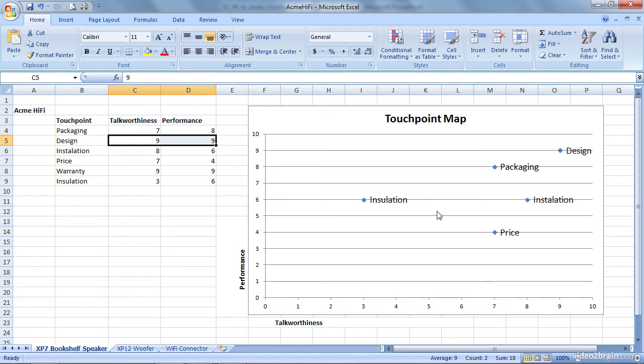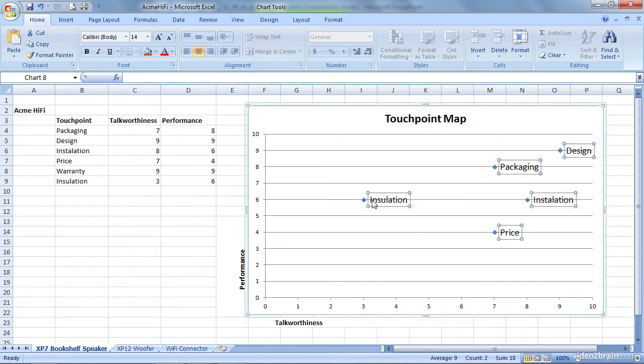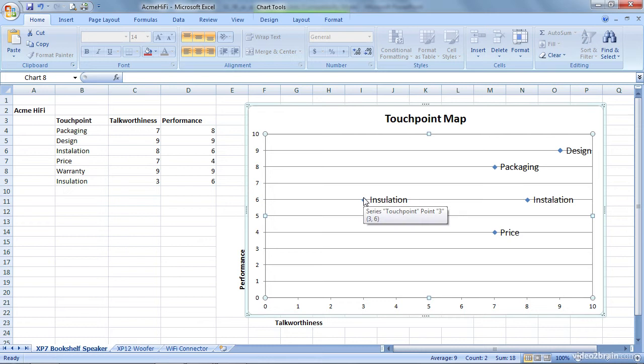And you can see that in general, I've got a pretty nice line going through here. There's a couple that I want to talk about. Number one, the insulation, which I talked about earlier. This one has relatively low talk-worthiness, relatively high performance. I can do a couple of things here.